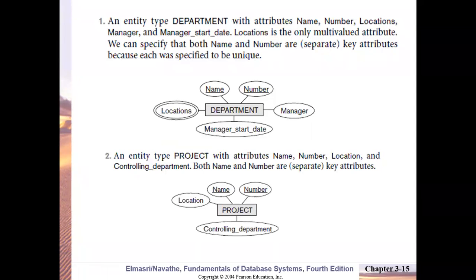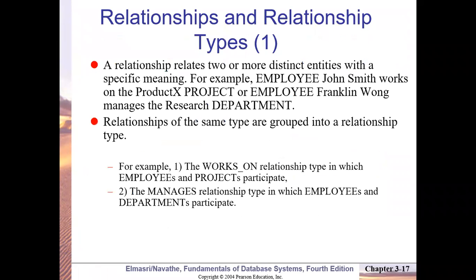Now, let us just quickly revise. Of course, we revise the shapes. Let's go ahead with the next term. Relationship. The next term, an important term again, frequently asked: what is a relationship? Relationship relates two or more distinct entities with a specific meaning. So a relationship exists between two entities.